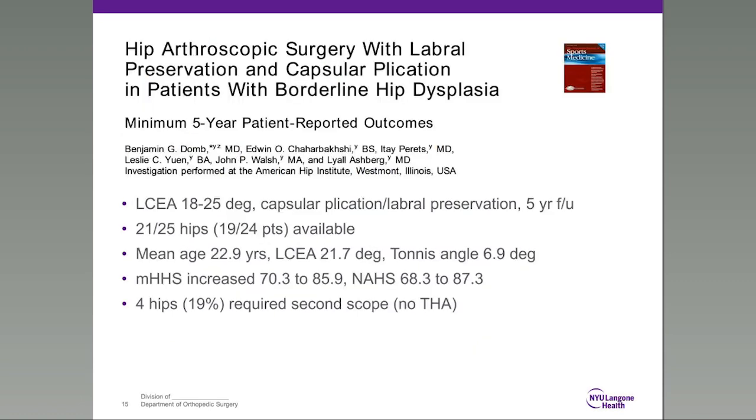And you take that to 5 years, and they were able to follow up 21 to 25 hips, mean age 23 years, lateral center edge angle 22 degrees, Tönnis angle 6.9, and they had good results. 4 hips required a second scope, but none of them required total hip replacement.